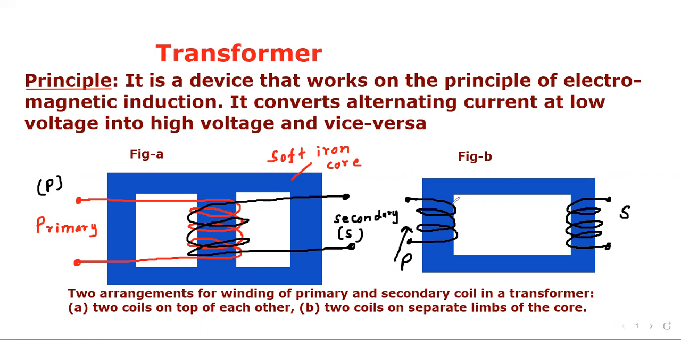Here, two types of transformers are shown. This is soft iron core. Here, this is also soft iron core. Here, this is primary coil, this is secondary coil. In this case, primary and secondary coils are one over other, and this is soft iron.